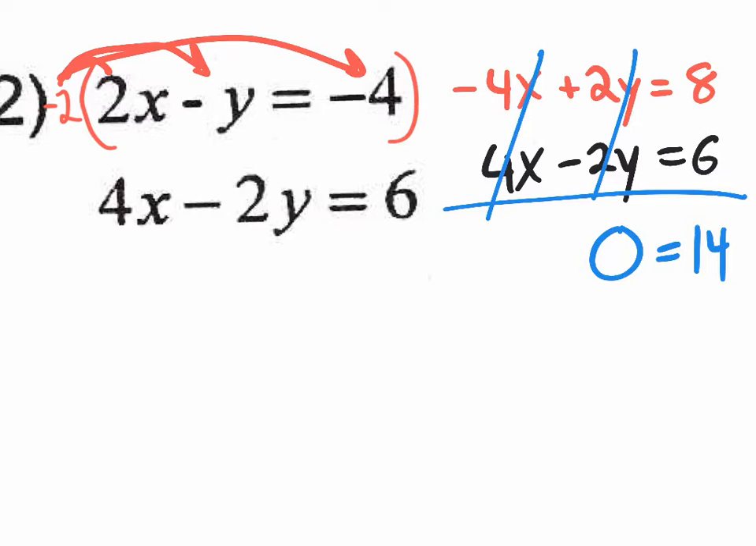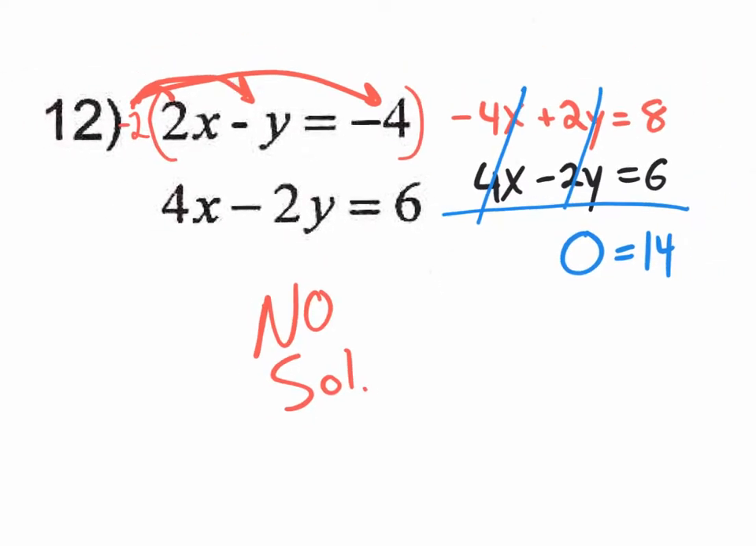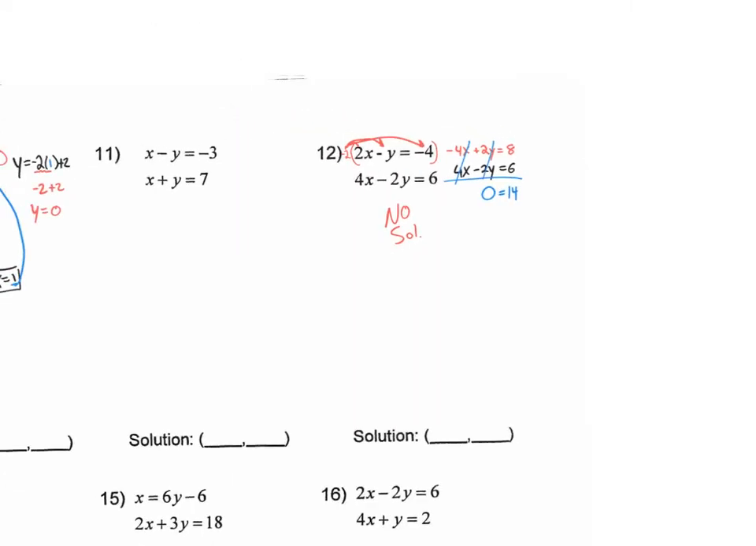What's the answer? No solution. When you end up with something that's impossible, like this is definitely not true, you say no solution. If you would have ended up with 0 equals 0, that's always true. Always, that means infinitely many solutions. Let's look at number 14.